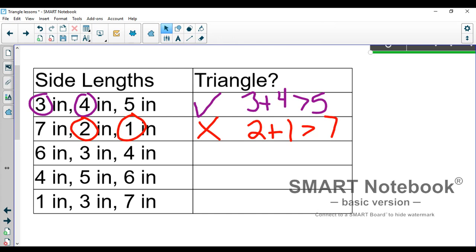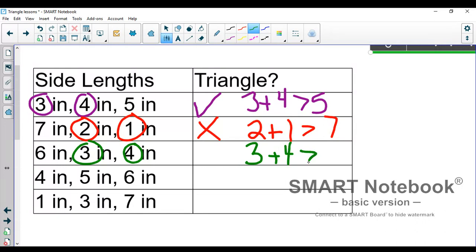And this is something you can try at home. If you have straws or pieces of paper and a ruler, you can cut them up and play around and see that in order to make a triangle, this actually has to be true. So example 3, here's our 2 smallest sides. So 3 plus 4 must be greater than 6. Well, 3 plus 4 is 7. 7 is greater than 6, so that would form a triangle.